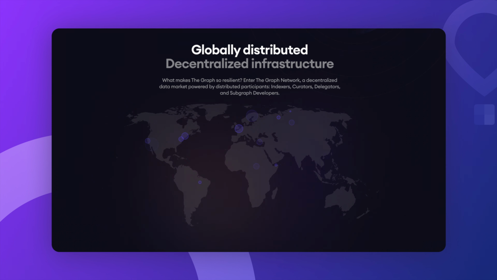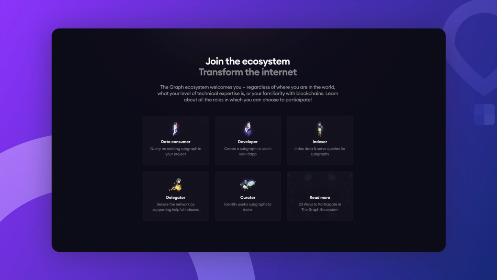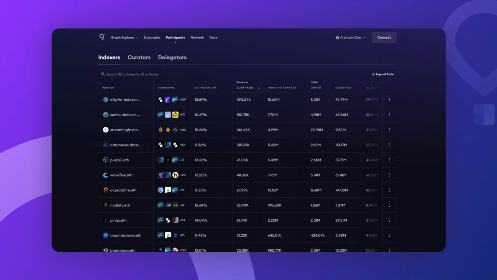This is huge for developers who need to quickly pull data for their apps, like Uniswap, for example. No middlemen needed, it's all decentralized. The Graph token is what powers, of course, the whole ecosystem. Indexers, who are the ones that organize the data, curators, who pick which subgraphs are important, and delegators, who are the ones supporting the indexers, all lock up GRT tokens to do their jobs and then get rewarded.